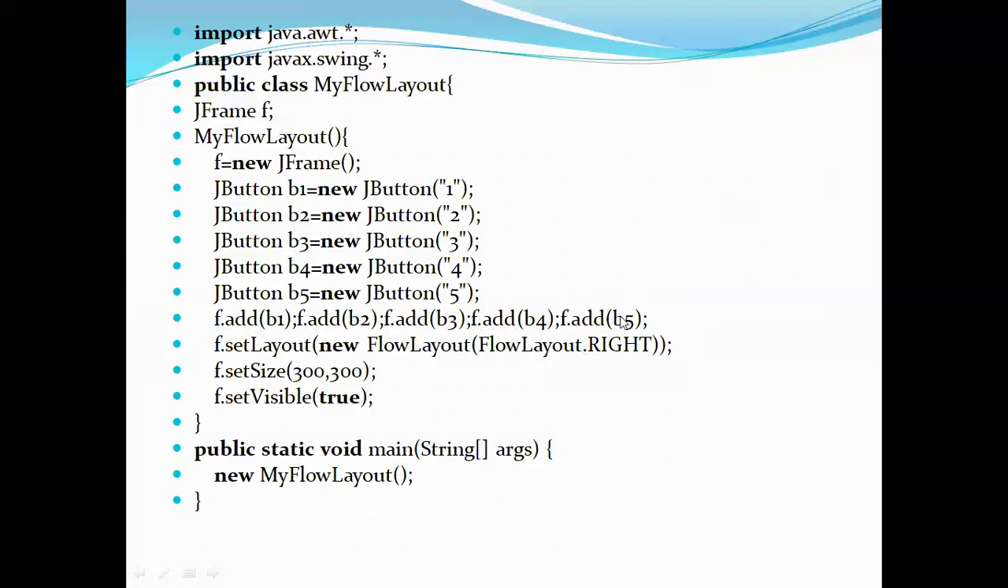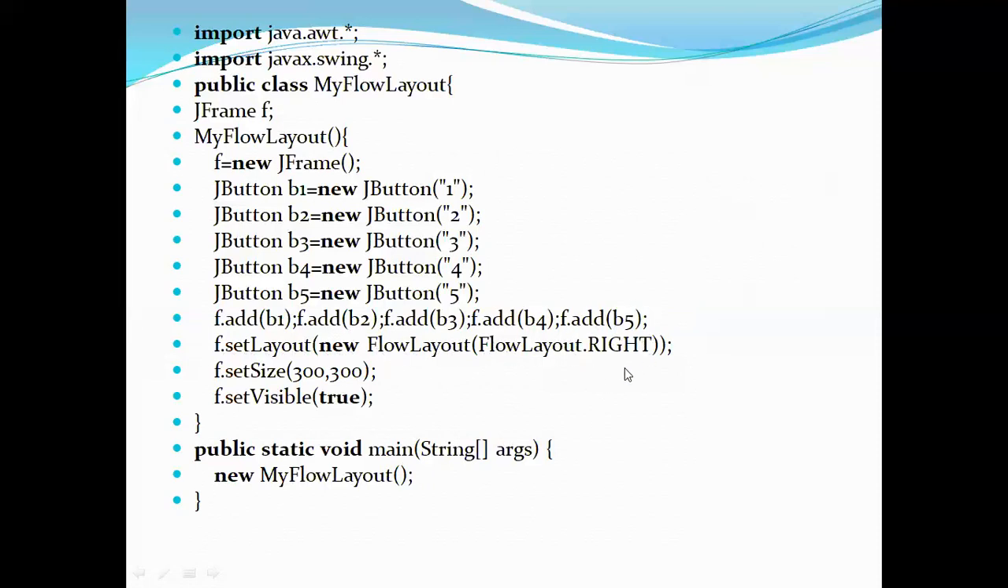Now the next thing is you have to arrange these 5 buttons using the flow layout. So for that I'm also mentioning the alignment. It should be right aligned. So if you observe the next line, I'm setting the frame layout as f.setLayout, and I'm using new FlowLayout. You can write just f.setLayout with FlowLayout in brackets, but what I'm doing is, for the flow layout I'm also mentioning its alignment.